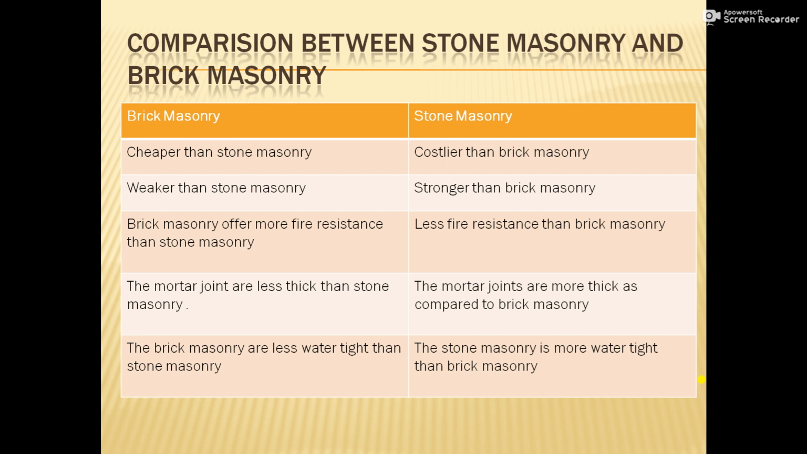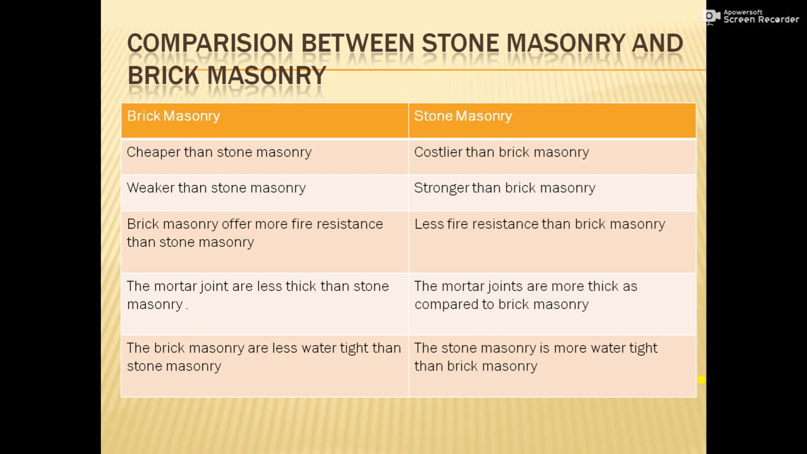The next point of comparison is that brick masonry offers more fire resistance than stone masonry. As the bricks are manufactured in industries, the bricks are fired at higher temperature to get a proper solid mass. So those bricks are fired and properly baked in the kilns. Because of that, the bricks which we use in masonry work have a greater fire resistance compared to stone masonry.